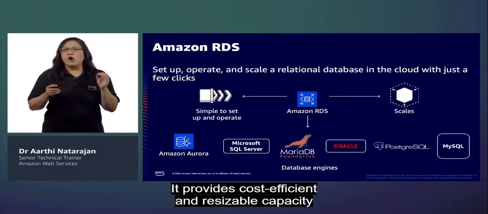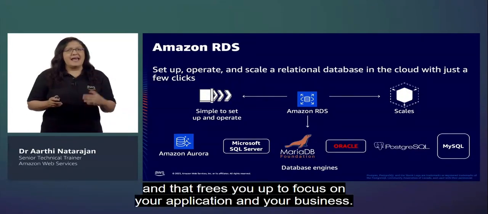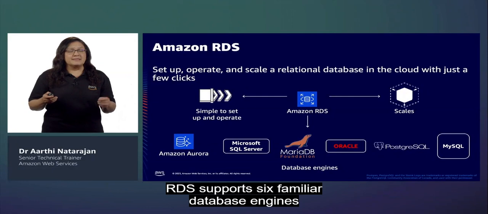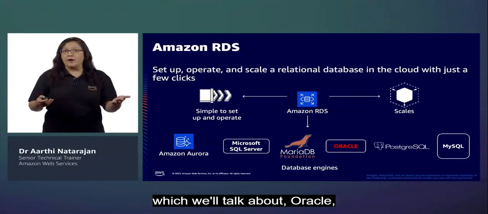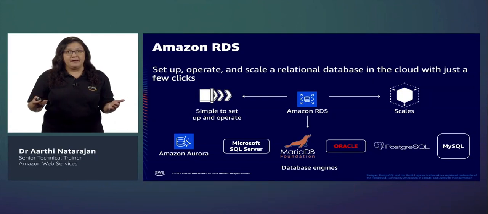It provides cost-efficient and resizable capacity while managing time-consuming database administrative tasks. And that frees you up to focus on your application and your business. RDS supports 6 familiar database engines that you can choose from, including Amazon Aurora, which we'll talk about, Oracle, Microsoft SQL Server, PostgreSQL, MySQL, and MariaDB.